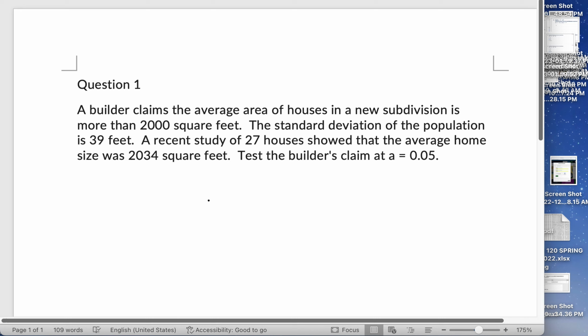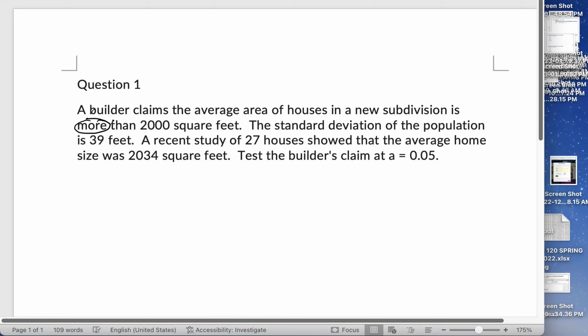Okay, so for this first one, there are two problems. So for this first one, it says a builder claims that the average area of houses in a new subdivision is, and I'm going to sort of key in right here on this word, is more than 2,000 square feet.